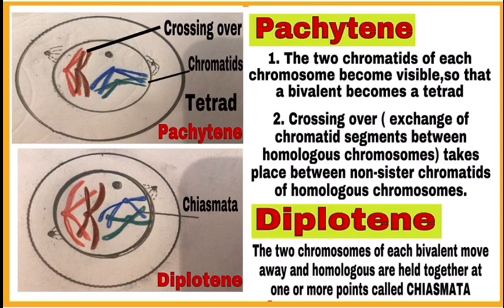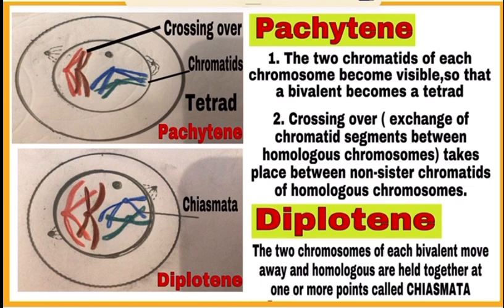Pachytene, next substage of prophase I. Now see the diagram. The 2 chromatids of each chromosome become visible. Chromatids of the chromosome become visible at pachytene stage, so that a bivalent becomes a tetrad. This stage is also called the tetrad stage. Also, crossing over takes place between non-sister chromatids of homologous chromosomes, means exchange of chromatid segment or genetic material takes place between homologous chromosomes in pachytene stage.